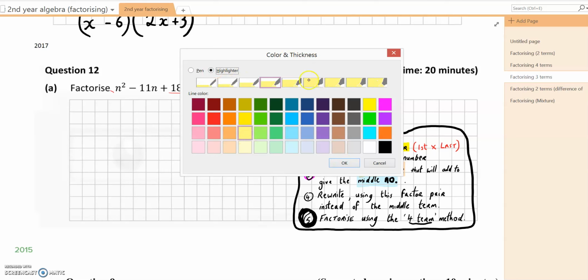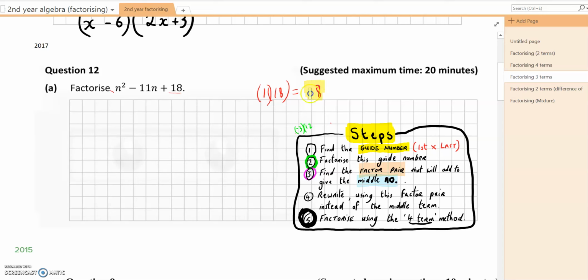Now let's try and factorize. Step 2, let's try and factorize this guide number. What are the factors of 18? Well, 1 by 18, 2 by 9, 3 by 6. What else? I'm going through them in my head. 4, no, 4 doesn't go into 18. 5, no. 6, yeah, 6, but I've already got it there. Look, 3 and 6, 3 by 6. 7, no. 8, no. 9, yes, 9 by 2, but I already have it. And that's it then. So I've gotten 3 pairs.